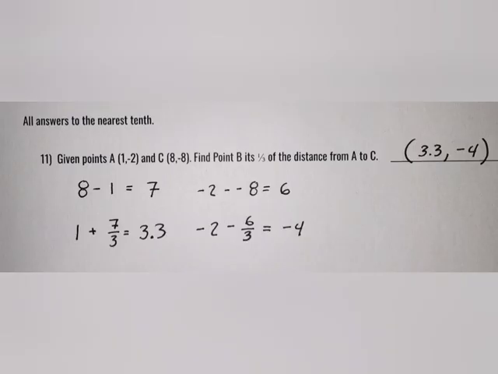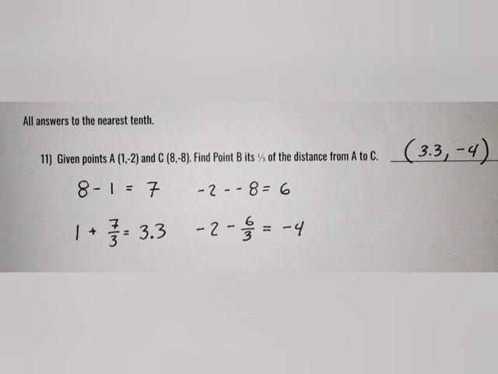Problem 11 is problem 10, but we do it twice. First, we're going to start with the x's. We're going to find the distance from 8 to 1, which is 8 minus 1, which is 7. Then we're going to take a third of that distance, which is 7/3. 1 plus 7/3 is 3.3. The reason we are adding is because the 1 to 8 is in a positive direction.